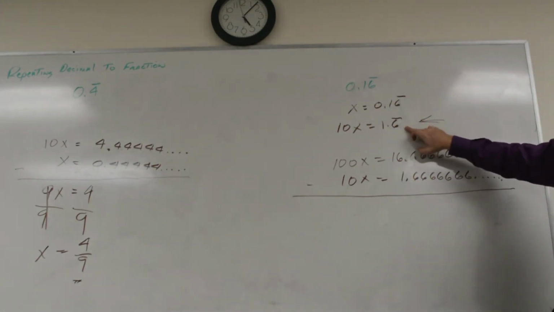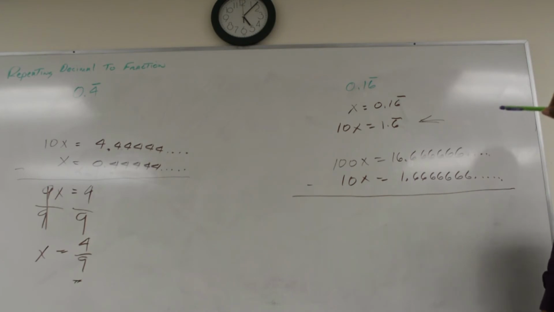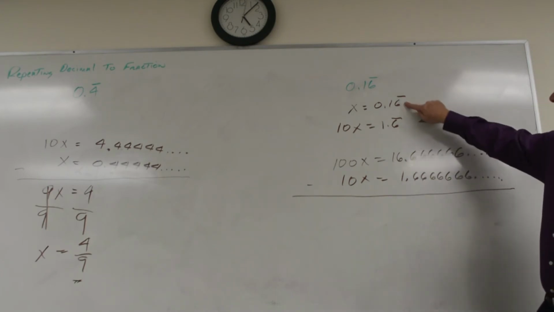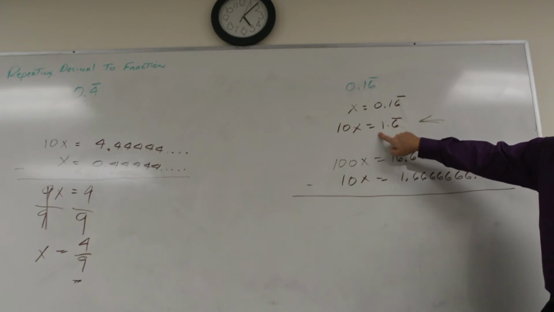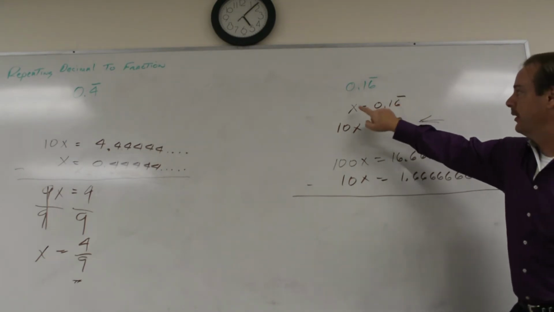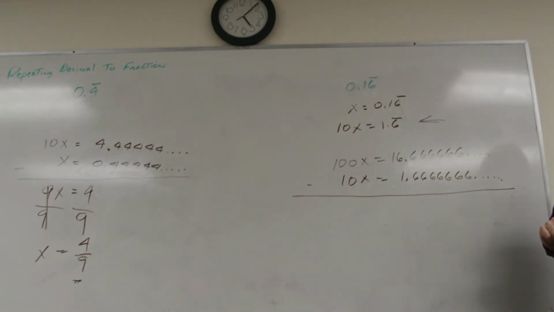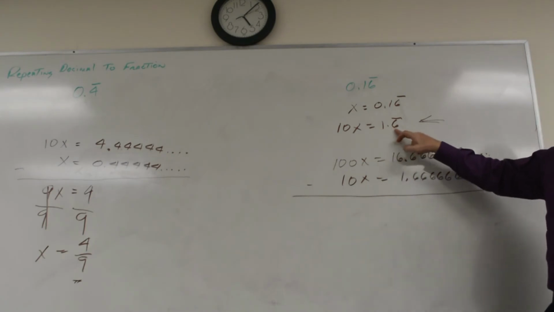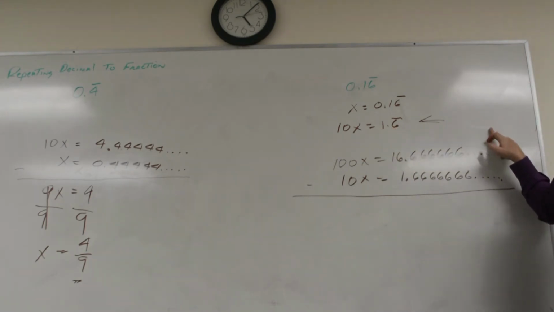How did you get the 10x, the first one? I wanted to get just the 1 over in one step. So I multiplied this by 10 and this by 10. That brought the 1 over. Now I got the 6 repeating to the right.